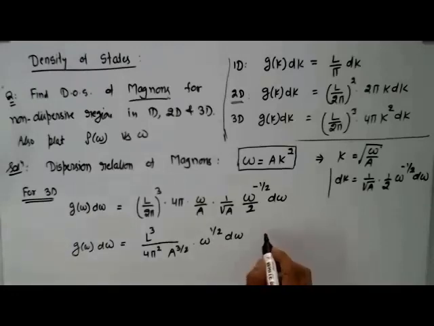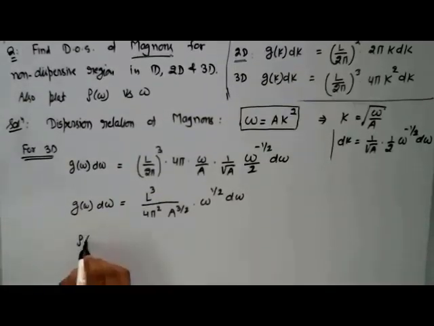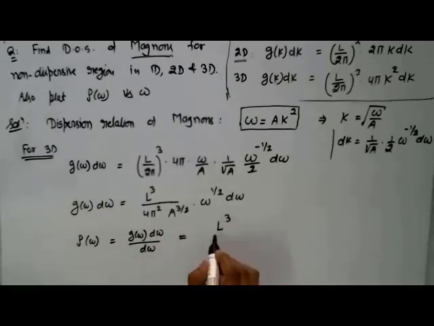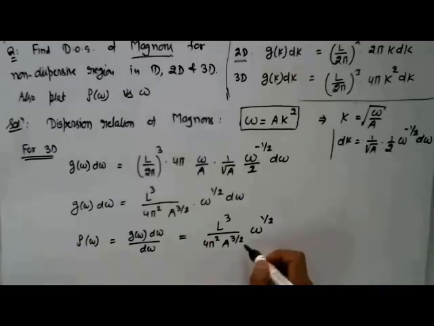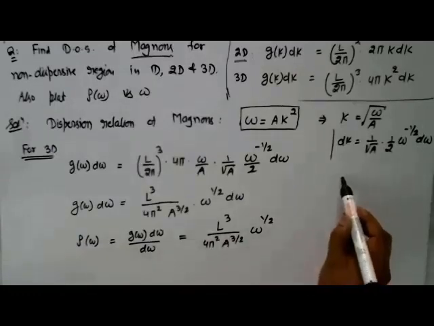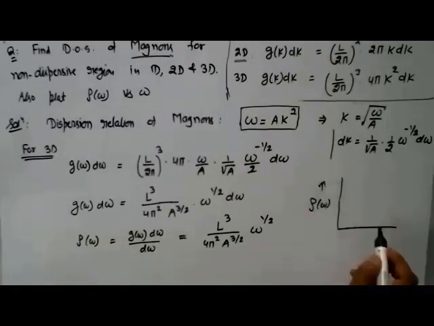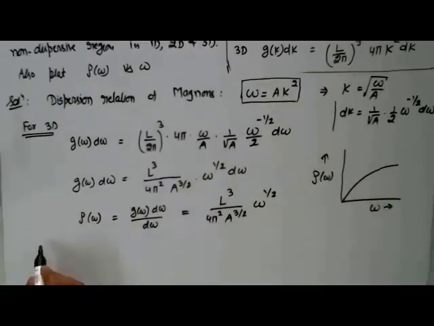Okay, and this implies that when you find the rho omega, that is the g omega d omega upon d omega, this becomes simply L cube upon 4 pi square A power 3 by 2 times omega power half. So this is the term here, rho omega. And when you plot rho omega versus omega, then this is going to be this way. The rest you do on your own, this is your homework. So in homework you can solve for 2D and 1D.